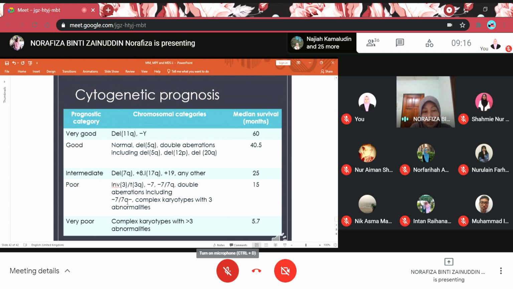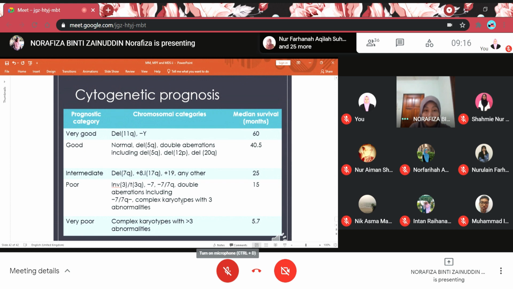Kalau saya tulis macam ni 7q minus, maknanya deletion of long arm of chromosome 7. Okay. So plus 19 meaning gain of chromosome 19. Maknanya the whole chromosome 19 tu dia ada lagi satu set.